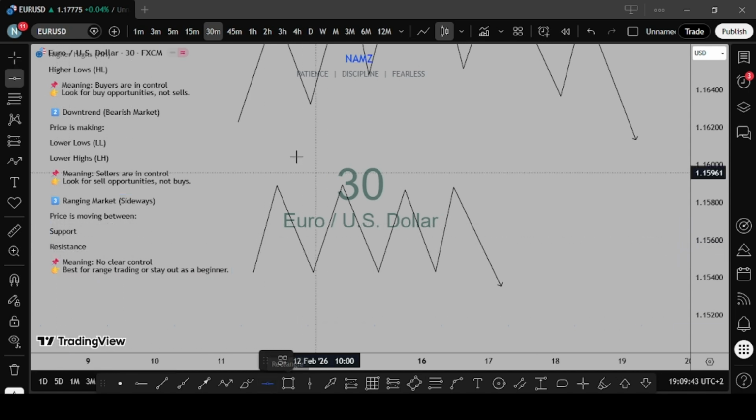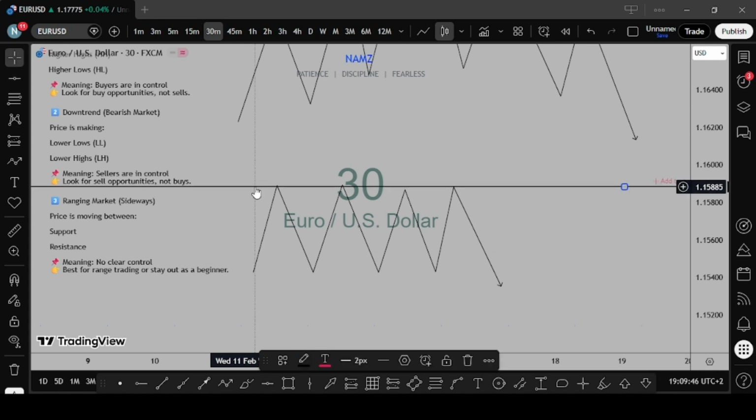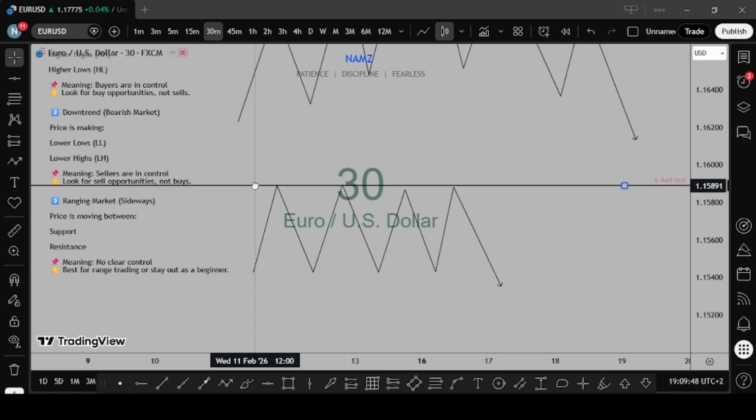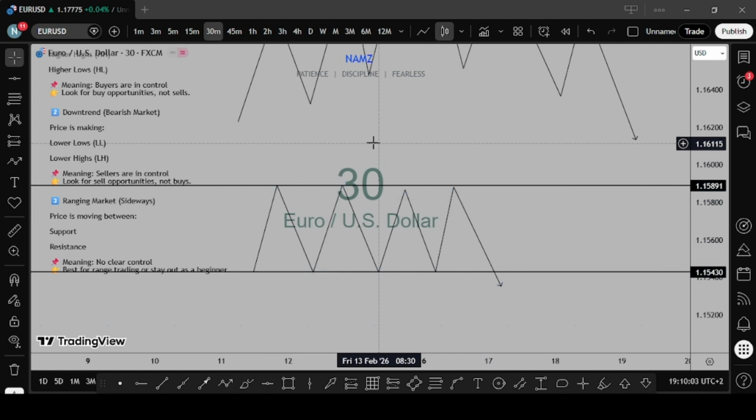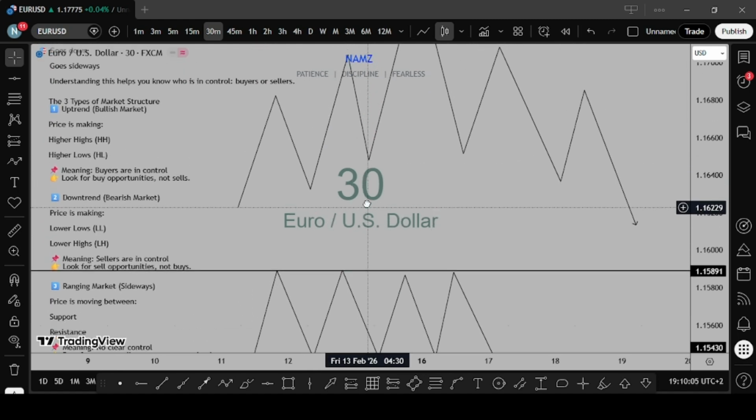For instance, we have a resistance here, and then we have a support here. So if price moves from the support, when it reaches the resistance, it bounces off, comes to the support, and bounces back, just like that. So this is what it means.